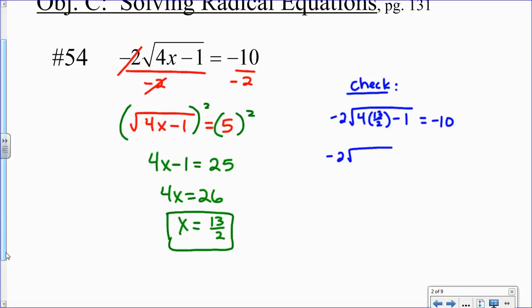So 4 times 13 over 2 minus 1 is 25. Negative 2 times 5 is negative 10. Okay. With rationals, most extraneous solutions you can tell by your disclaimers. But with radicals you need to plug them back in to check. All right, let's look at another one.